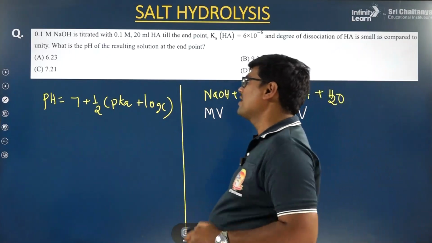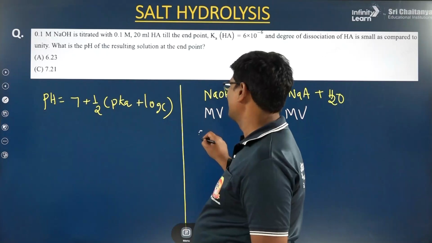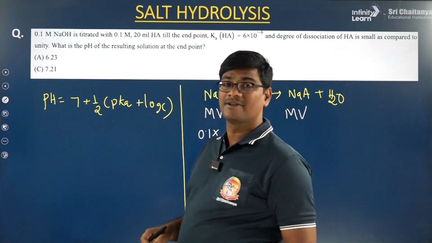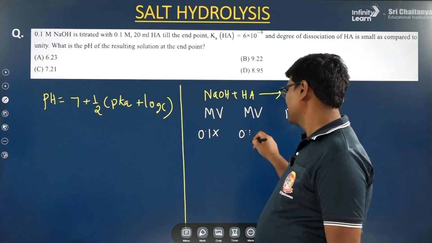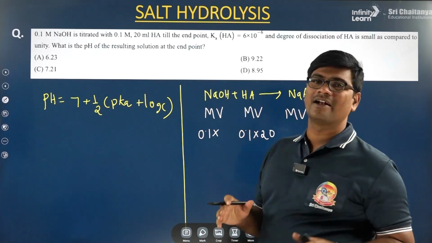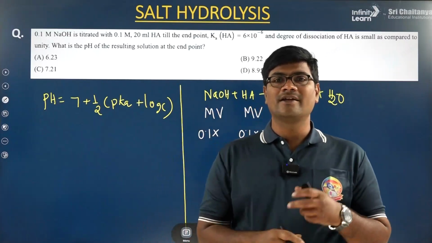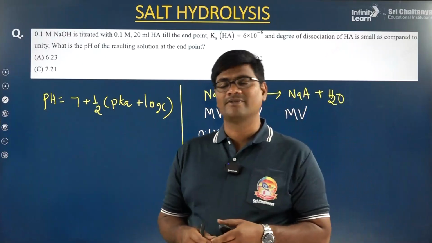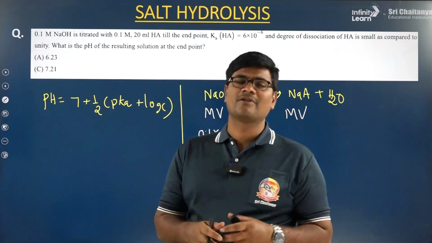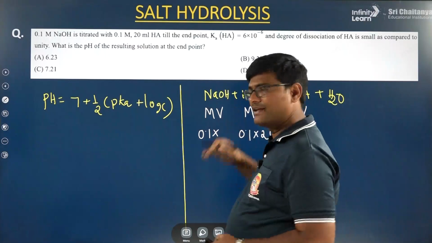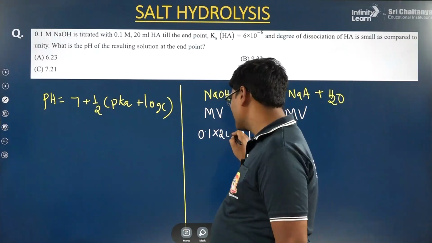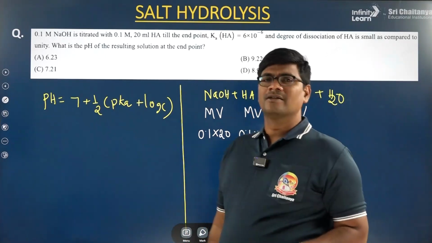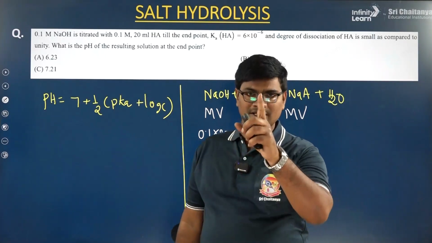Now what is the molarity of NaOH? Here it is 0.1. What is the volume of NaOH? We don't know that, that is interesting. What is the molarity of the acid? 0.1. What is the volume? 20. As we know, at the end point complete neutralization takes place. The number of millimoles, or milli-equivalents if normalities are given, of the acid is equal to that of the base if they react in a 1:1 ratio. That means here we also have to take it as 20. For 20 ml of 0.1 molar acid there is a 20 ml NaOH requirement. That is the key point in this problem.